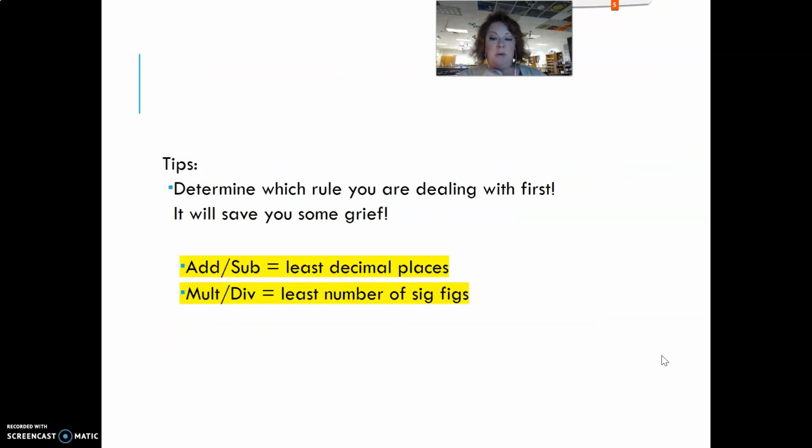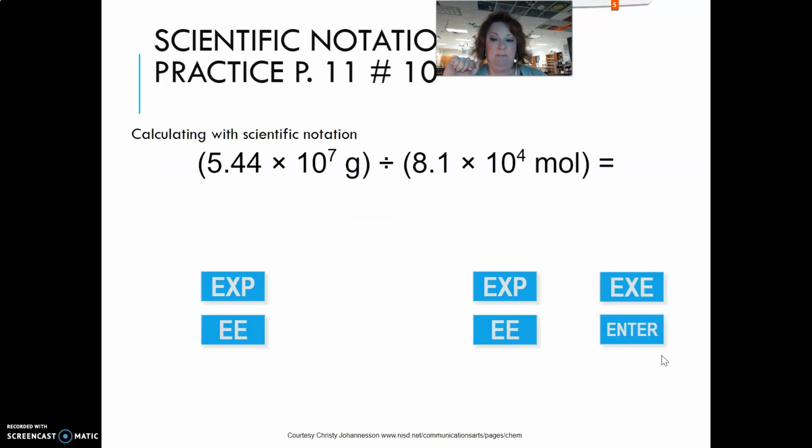And there's some practice problems. Okay, so here are your tips just at the very end. Determine which rule you're dealing with first. It's going to save you some grief. Again, addition, subtraction, least decimal places; multiplication, division, least number of sig figs.